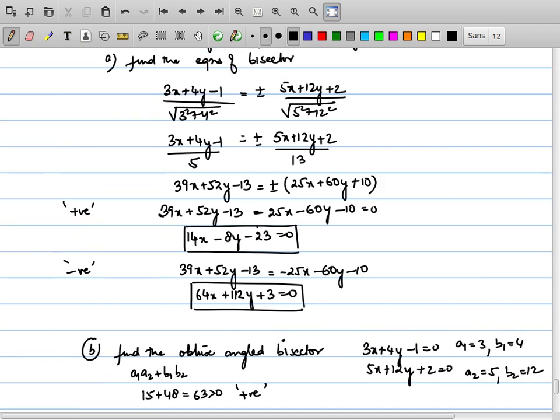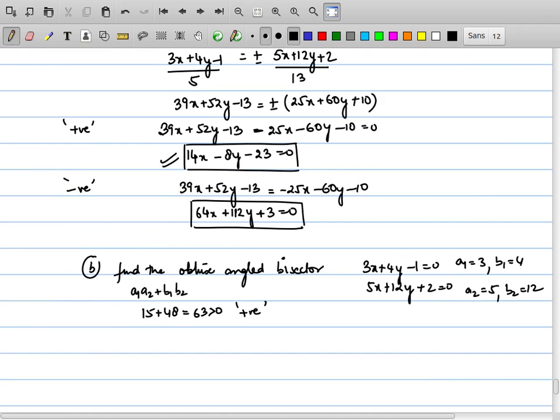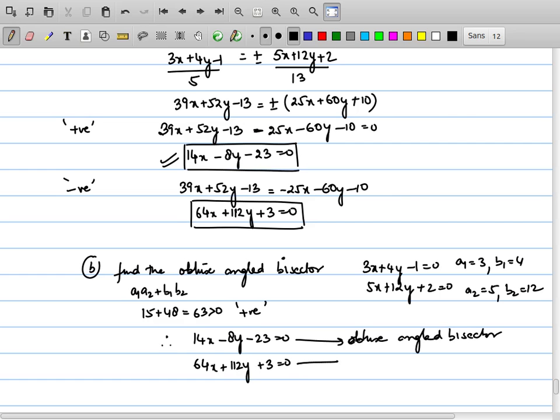So what was the positive sign output? This was the equation that we got when we took the positive sign. Therefore, this bisector is the obtuse angled bisector. 14x minus 8y minus 23 equals 0 is the obtuse angled bisector. Similarly, if we want to find the acute angled, obviously the other one will be the acute angled bisector. This is the acute angled bisector.